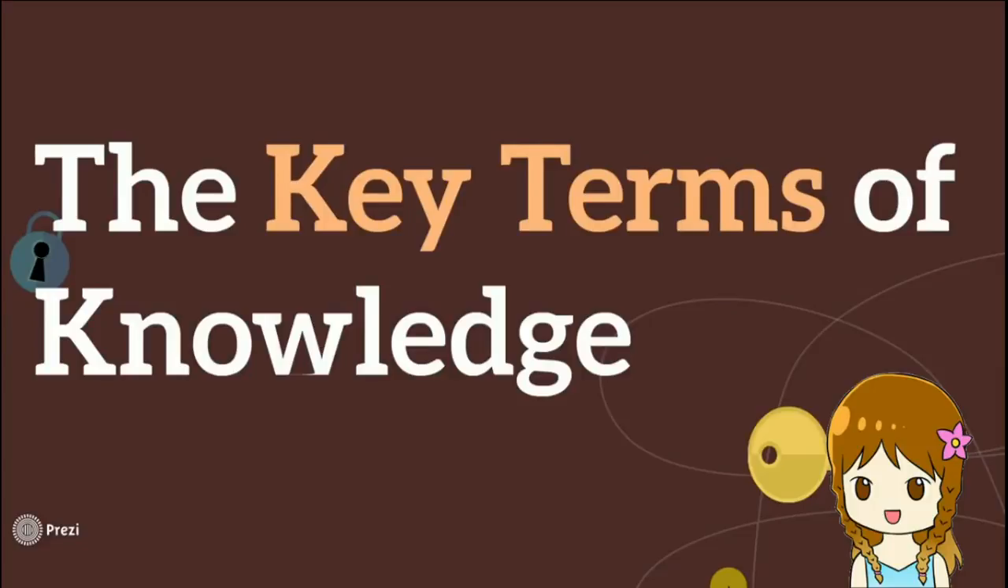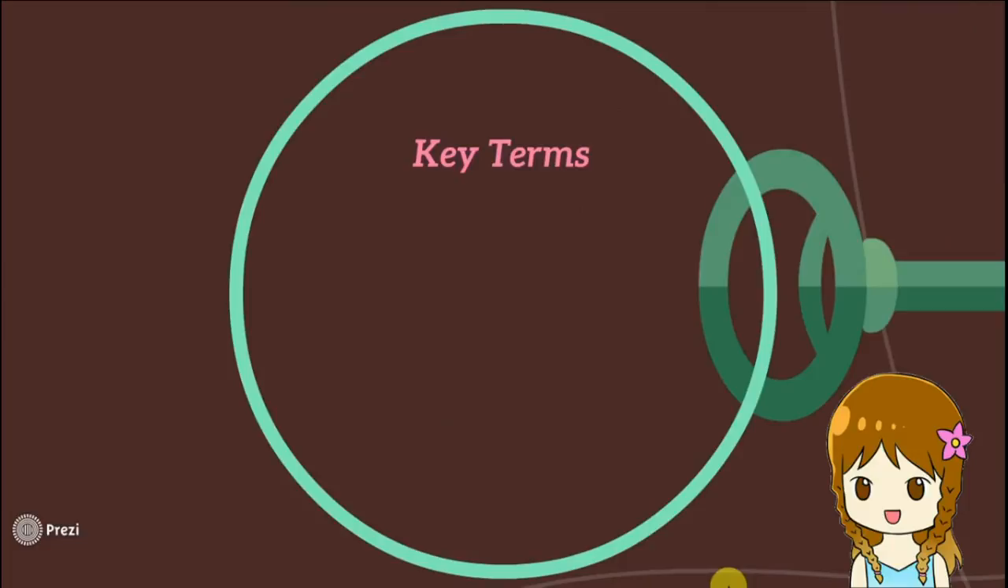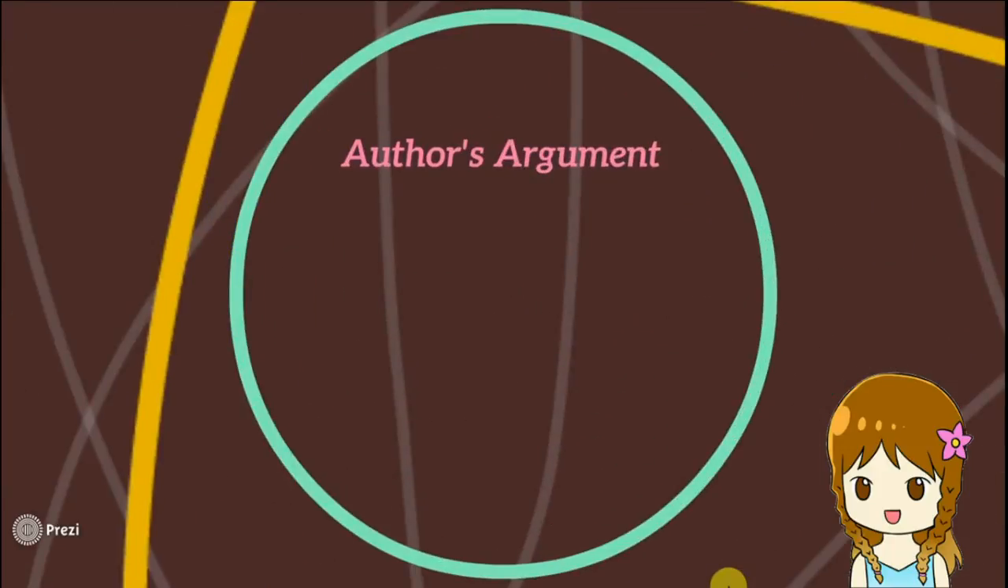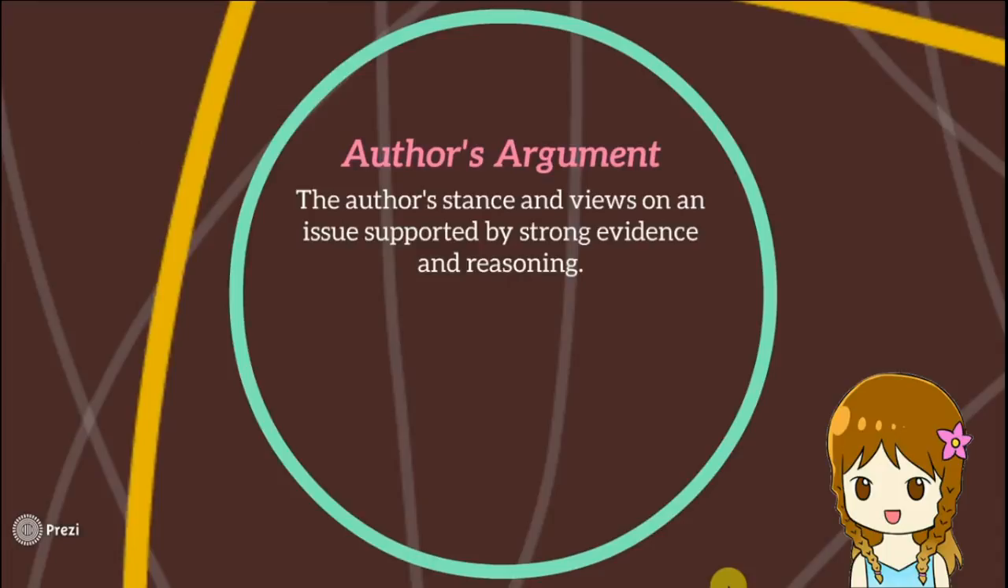Today, we will be examining important key terms for the AP test. Now let's examine these key terms, which are author's argument, main idea, thesis, line of reasoning, detailed evidence, and relevance and credibility of evidence.